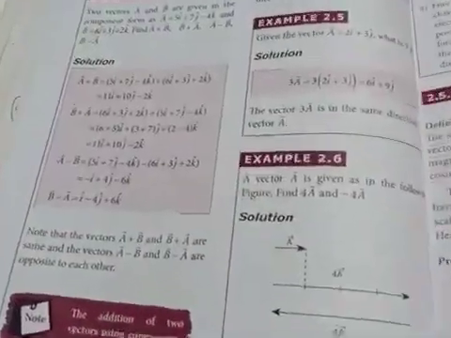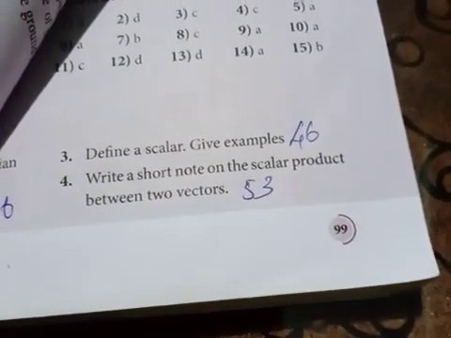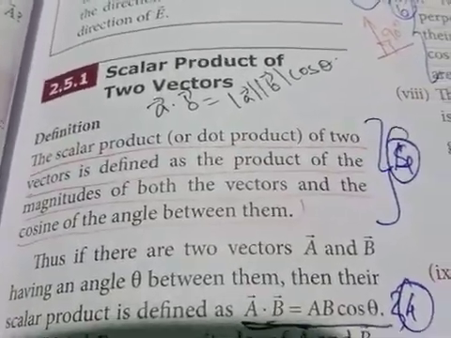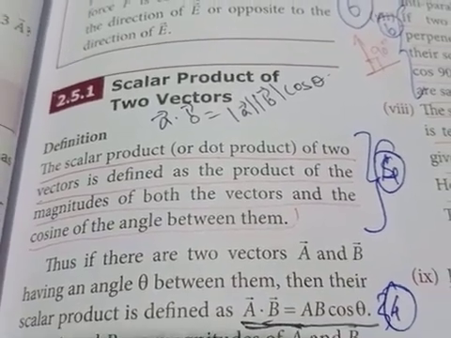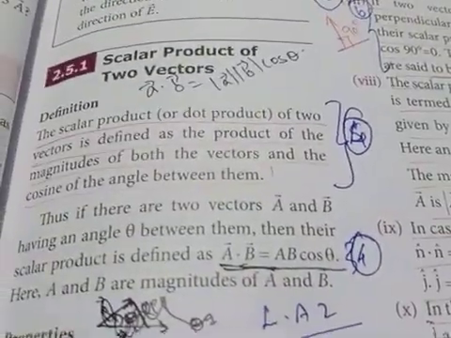So here, the question is you have to write a short note on the scalar product between two vectors. It is in page number 53. Definition: the scalar product of two vectors is defined as the product of the magnitude of both the vectors and the cosine of the angle between them. Then you have to write this formula: a dot b is equal to ab cos theta. That is question number 4.